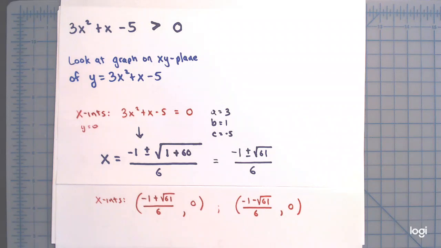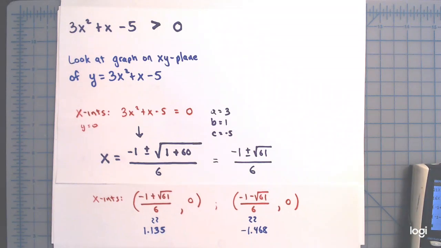This is approximately 1.135, so between 1 and 2. And then this one here, negative 1 minus the square root of 61 all divided by 6 is approximately negative 1.468. So between negative 1 and negative 2.